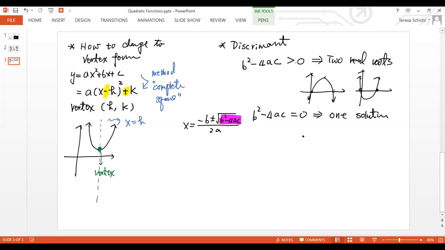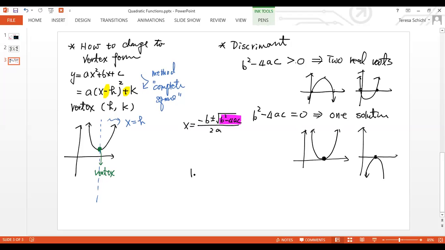So the one solution means that your parabola just touches the x-axis, or your parabola will go like this. It just touches the x-axis. So this is the one. So they have one solution, but this one is a double root, right? Because the quadratic is x squared, so you should have 2 roots. So if this one touches here, we call this a double root.